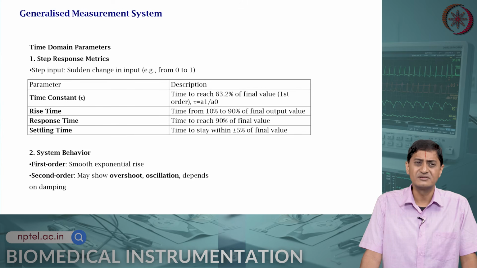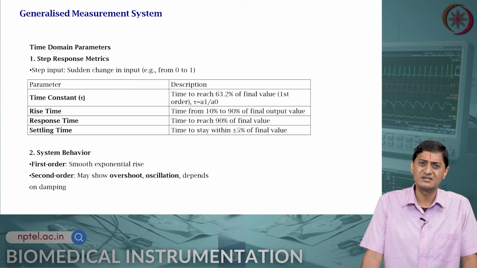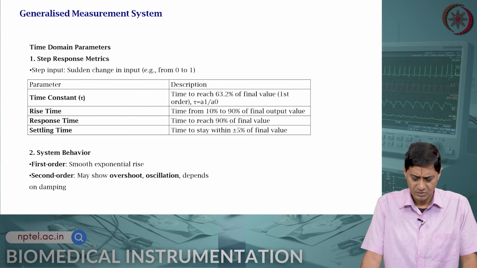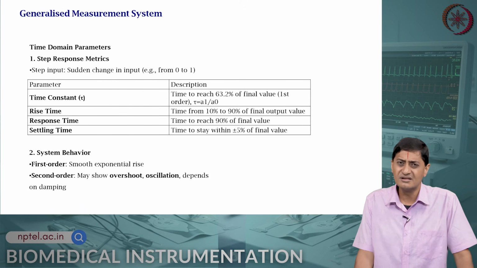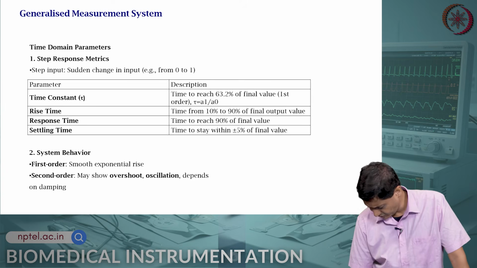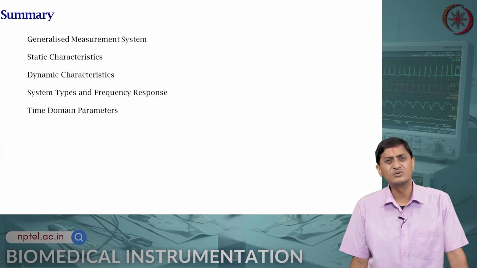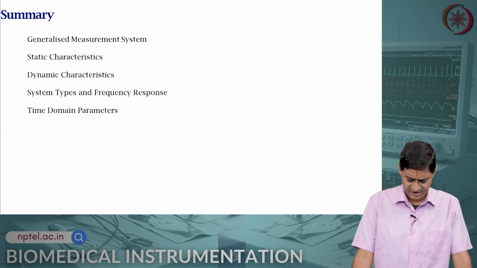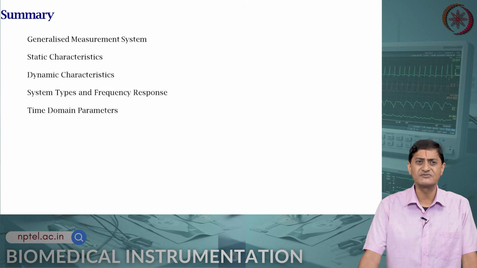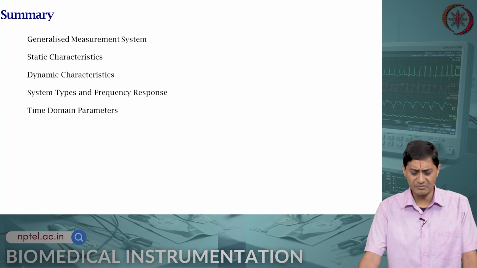Then system behavior. Usually first order systems will have a relatively smooth exponential rise. If there is a second order system, they may show overshoot and oscillations depending on the value of the damping coefficient. Right. So, with this we come to the end of this video. In this video we looked at a generalized measurement system, static characteristics, dynamic characteristics, frequency response and system types, and some of the time domain parameters.